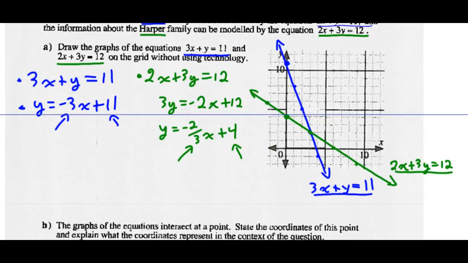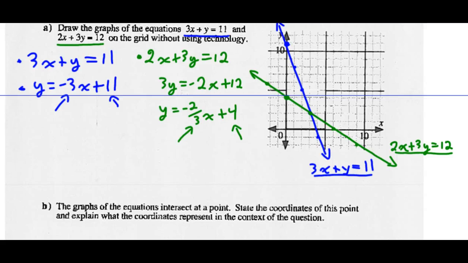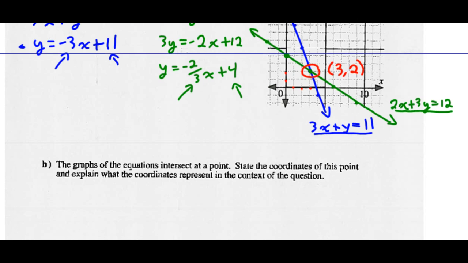Now we can answer part B. The graphs of the equations intersect at a point. State the coordinates of this point and explain what the coordinates represent in the context of this question. So here is the point of intersection of these 2 lines. Those coordinates for that point of intersection are at x is 3 and y is 2. So x is 3, y is 2. So state the coordinates of this point. The point is 3, 2, or you could say x equals 3, y equals 2.